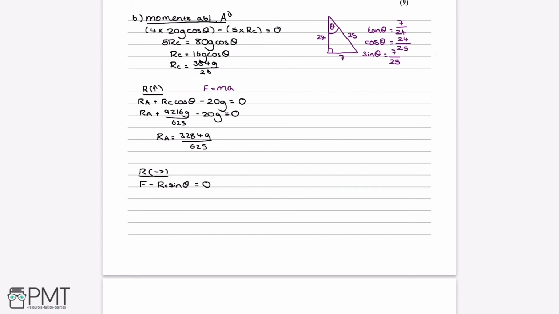And now, we know that RC sine theta is equal to 384g over 25 multiplied by 7 over 25. So we can say that this is F minus 2,688g over 625 is equal to 0. And therefore, if we add that to both sides, we get that F is equal to 2,688g over 625. So now we have values for RA and F.